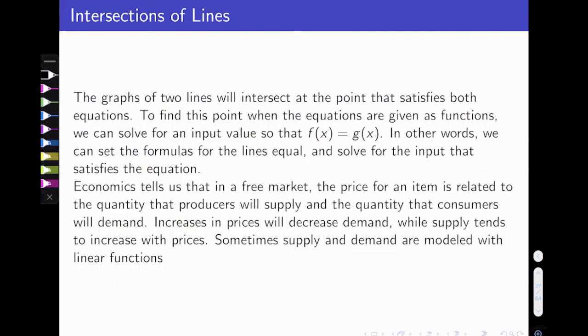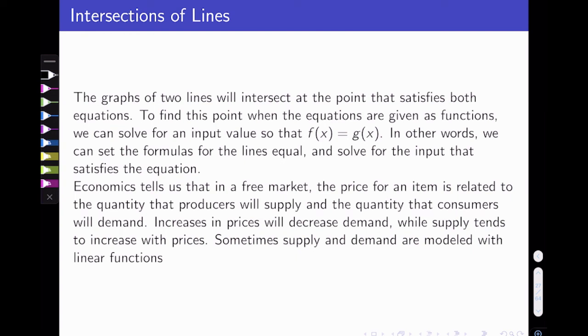If we want to find the intersection of lines, the graphs of two lines will intersect at the point that satisfies both equations. To find this point when the equations are given as functions, we can solve for an input value, or the x value, such that the two functions are equal. In other words, we can set the formulas for the lines equal and solve for that input that satisfies the equation. Since we are dealing in business calculus, we want to oftentimes use this in economics.